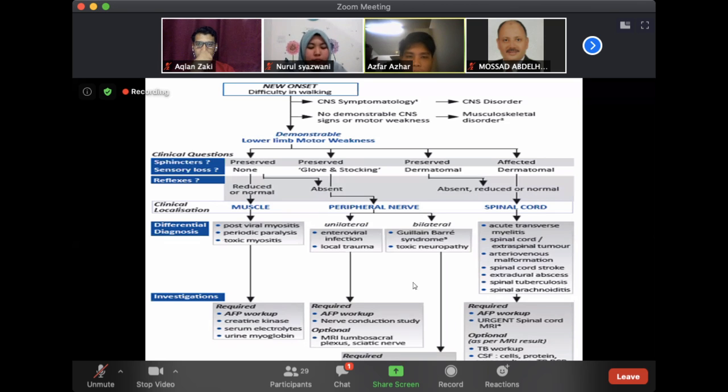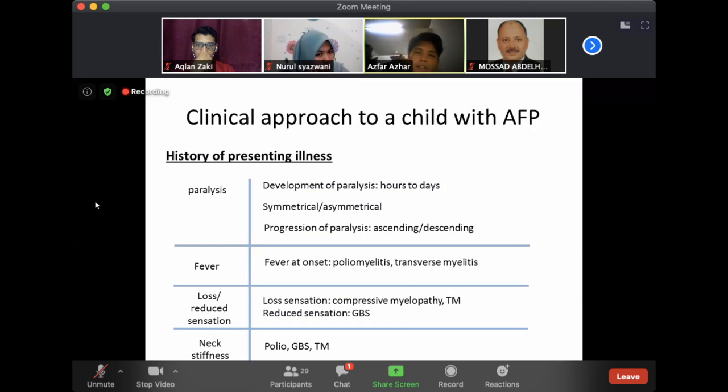Okay, so in the clinical approach to a child with acute flaccid paralysis, on HOPI, of course, the patient will come with paralysis. So we need to know the development of the paralysis itself. Is it hours to days, symmetrical or asymmetrical? This is important because I will explain further in the specific diseases of AFP, and the progression of the paralysis. Is it ascending or descending? For example, if it is bilateral and symmetrical, we might consider transverse myelitis. But if the progression of paralysis is ascending, we might consider Guillain-Barré syndrome, right?